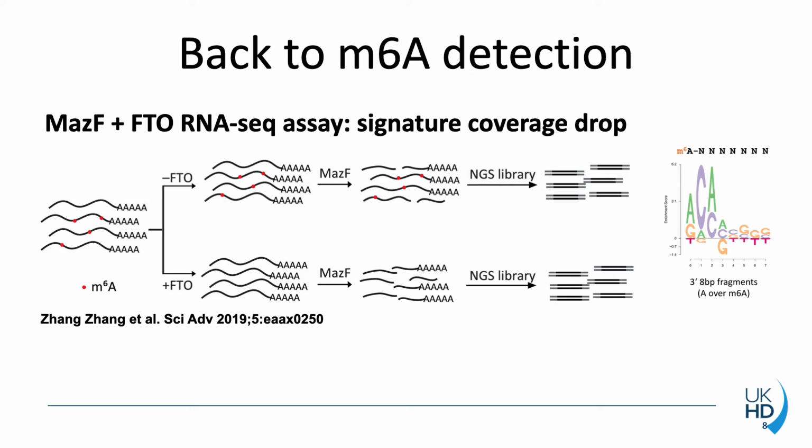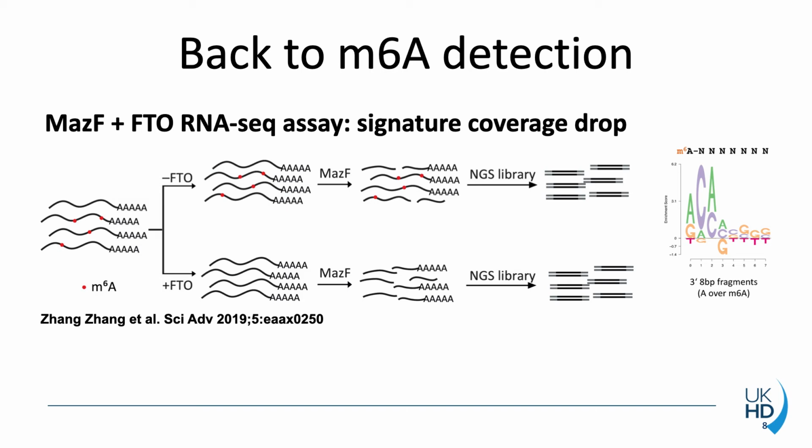So the signature that we hope to cover here is a coverage drop. So how is that affected? Basically on the left-hand side you see m6A highlighted in red on messenger RNAs. Then you split your sample, you treat one half with FTO and the other one you mock treat. And then both of these parts undergo a digestion with MazF. And the result of that is turned into a next generation sequencing library.